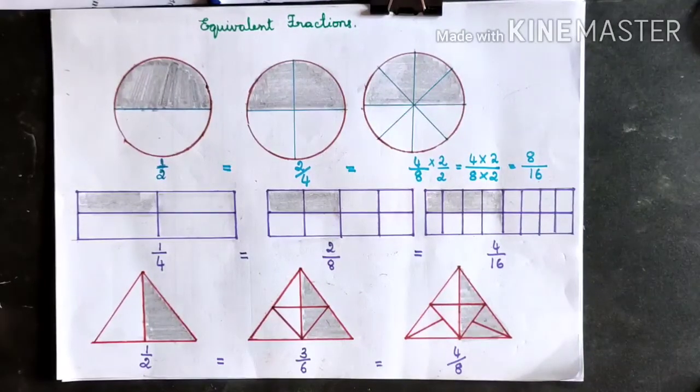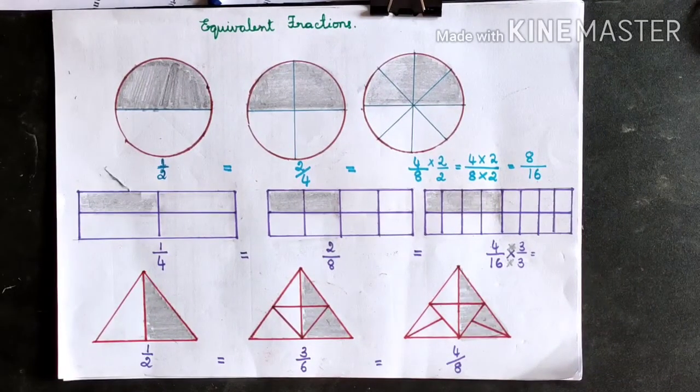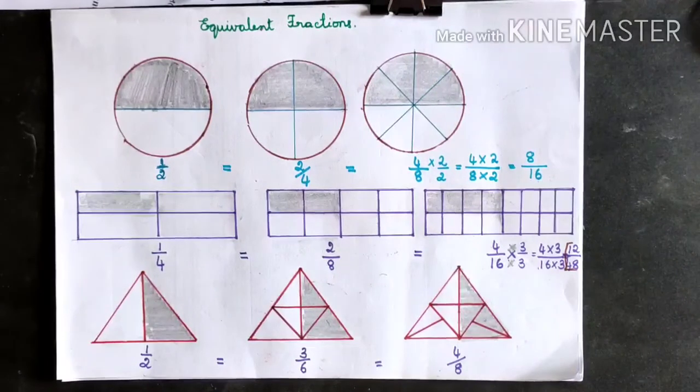We can take the number 3. So multiply the numerator and the denominator by 3. Simplify them. 4 3s are 4 into 3 in the numerator, 16 into 3 in the denominator. Further simplifying them gives us 4 3s are 12 in the numerator, 16 3s are 48 in the denominator. So 12/48 is an equivalent fraction of 4/16.